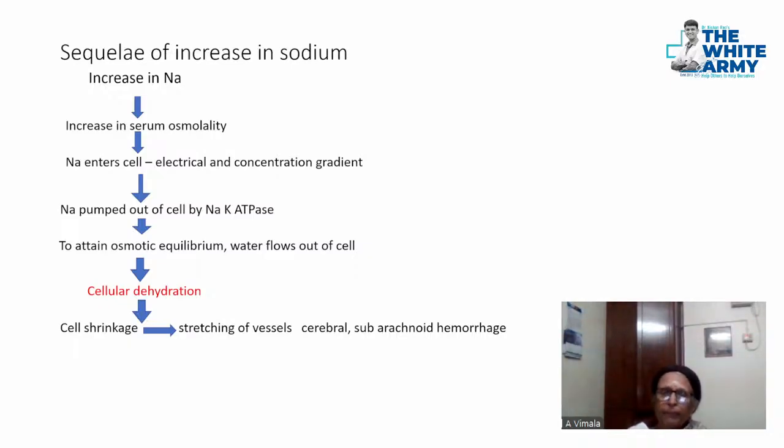So to repeat, whenever there is hypernatremia, there is hyperosmolarity. Whenever there is hyperosmolarity, to attain osmotic equilibrium, because the solutes are impermeant, the water has to come out of the cell. So whenever the cell loses water, the cell shrinks. Whenever the cell shrinks, the vessels get stretched, it bleeds, producing a cerebral and subarachnoid hemorrhage.